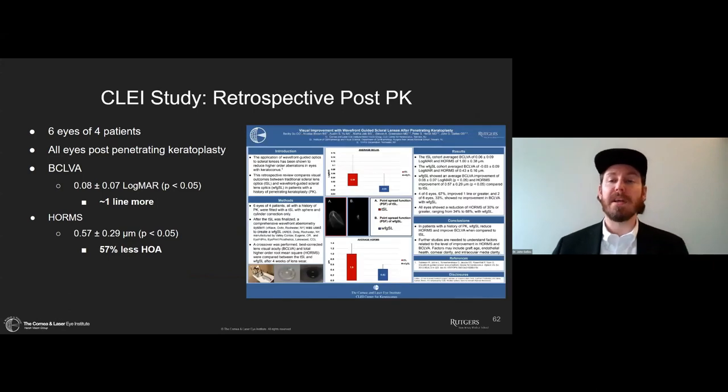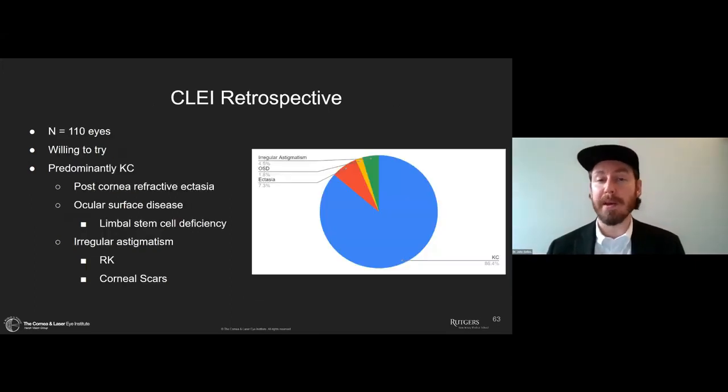Now, when we looked at a retrospective, this was Dr. Sue's work. She looked at 6 eyes of 4 patients who had post-penetrating keratoplasties. And these individuals ended up with about a line of visual acuity improvement, just under 1 line, but still, again, about a 57% higher order aberration reduction. So again, we're seeing that this is a common trend. These individuals do improve quite a bit.